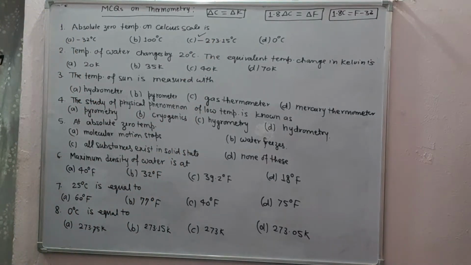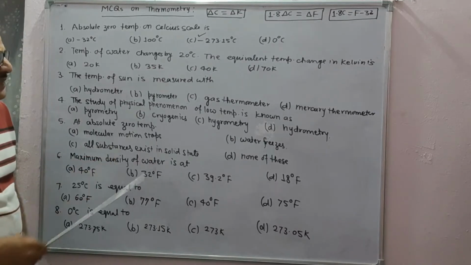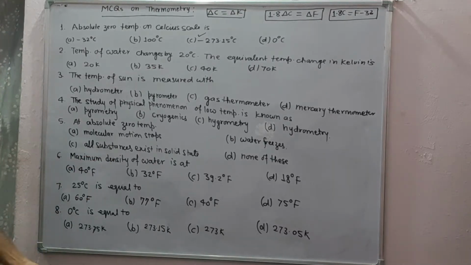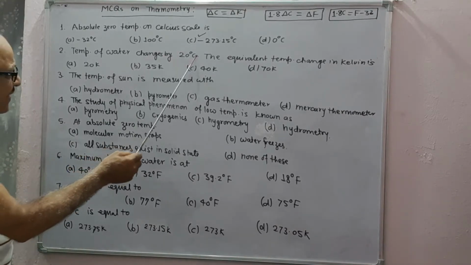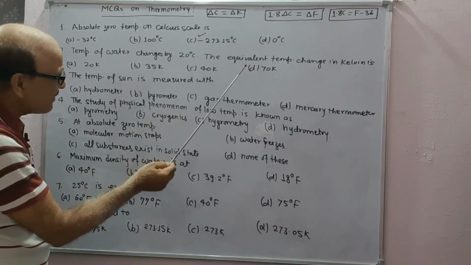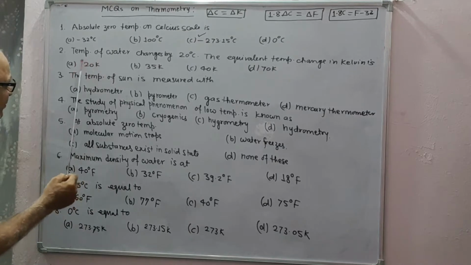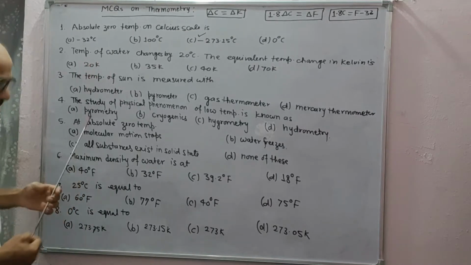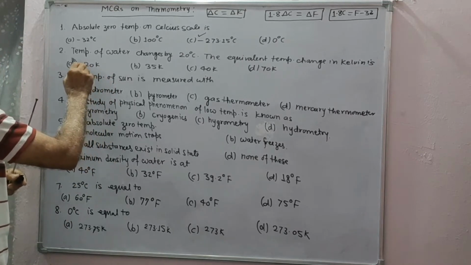Next, question number 2. Temperature of water changes by 20 degrees Celsius. The equivalent temperature change in Kelvin scale will be, here this is delta C, and you know delta C is equal to delta K. Therefore, the equivalent temperature change on Kelvin scale will be also same. That is, option will be A.